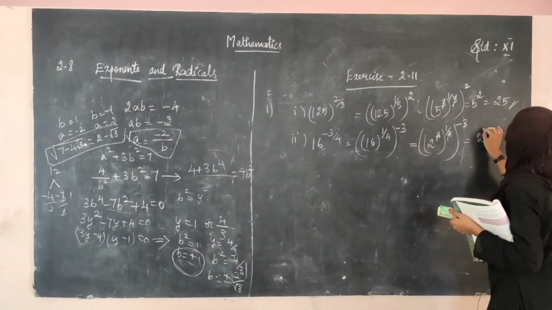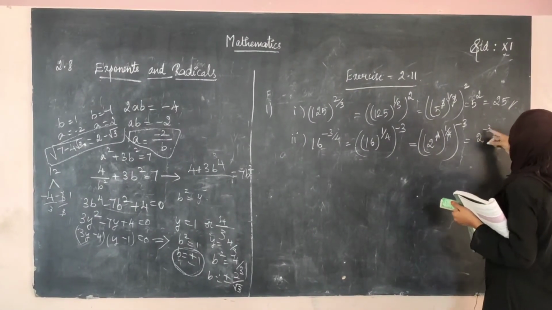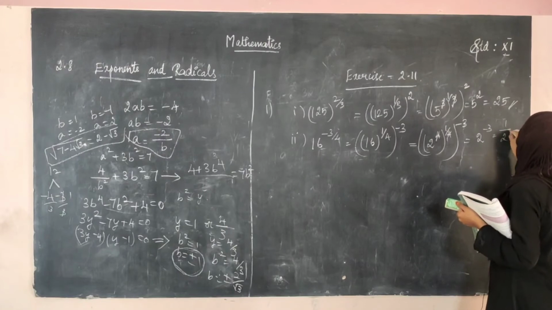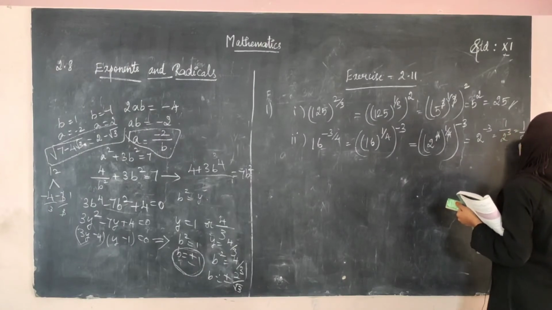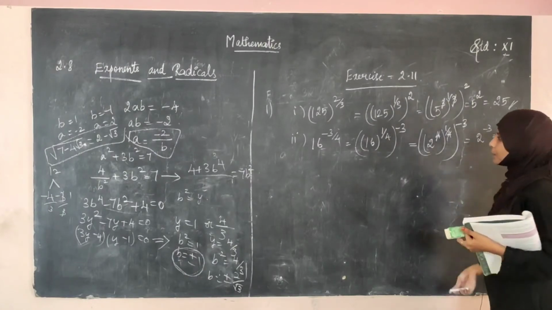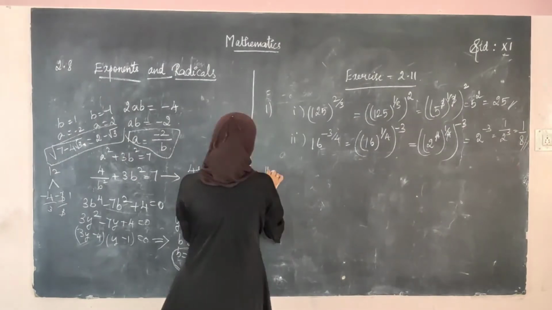The remaining is 2 power minus 3. This can be written as 2 power minus 3 is 1 divided by 2 cube. That is 1 divided by 8. This is the answer. Okay, now the third subdivision.